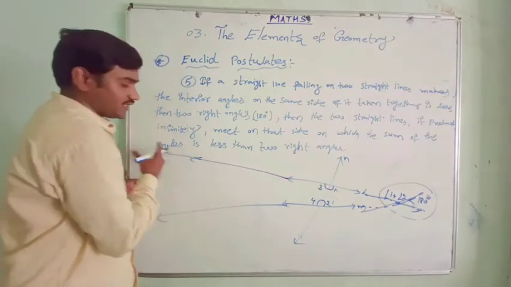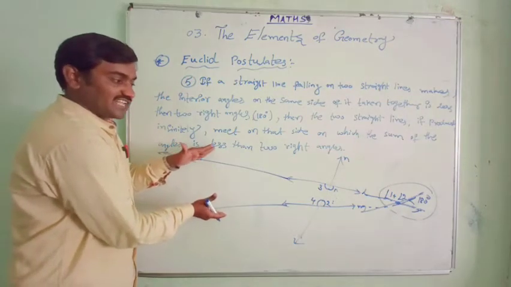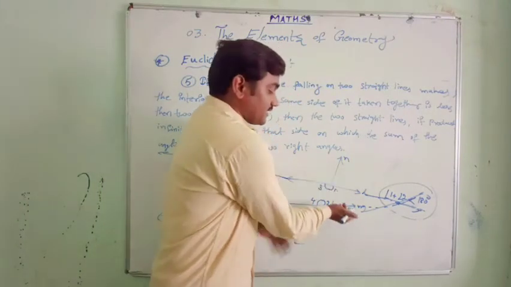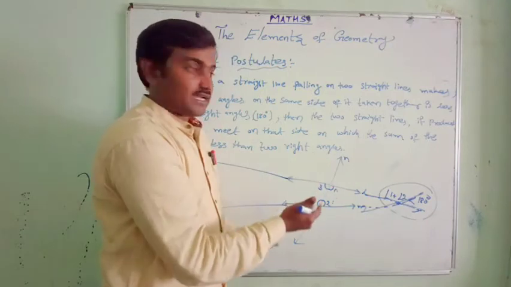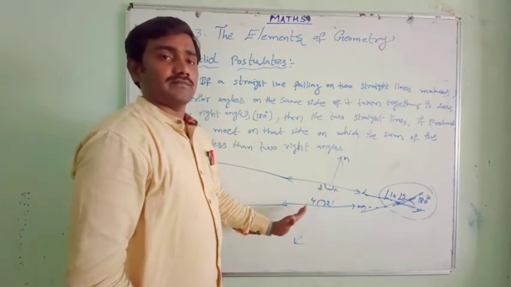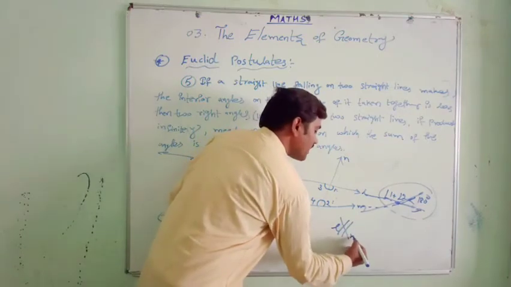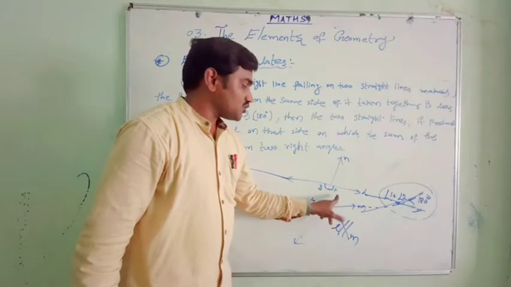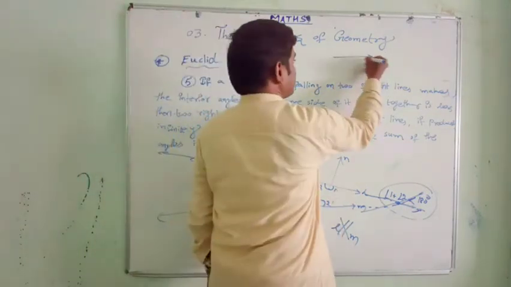On the other side, if you produce it, it never intersects. That means these two straight lines will never intersect there. But here they intersect, because here the sum of these two interior angles is less than two right angles, and there it is more than two right angles. Here we can conclude that L is not parallel to M. If L is parallel to M, the sum of these two is equal to 180 degrees.